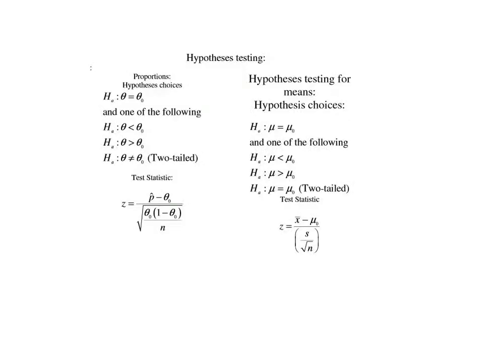Here's a set of shortcut formulas I pulled together for us. Different textbooks use different things. Typically they'll use mu for means, and different books use theta. The Moore book I'm using this semester uses p. So it doesn't really matter. These are proportions, and what I do want you to notice here is that H0 in both cases, whether you're working with means or proportions, is always equals.